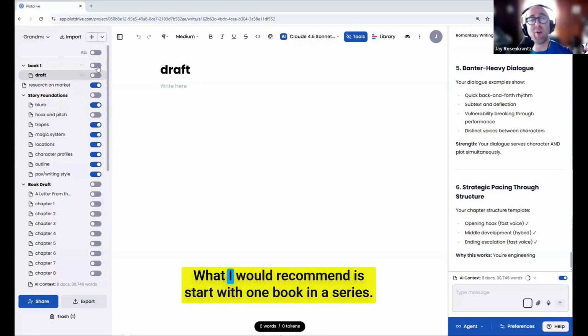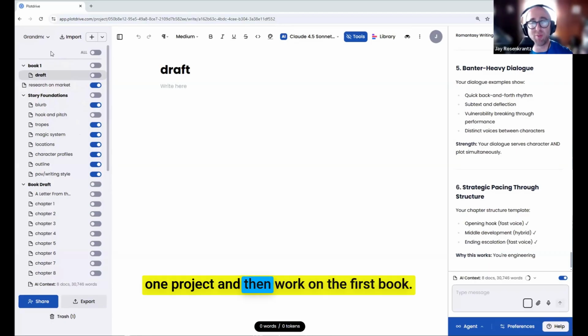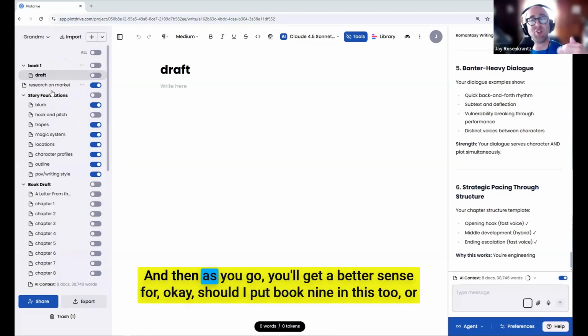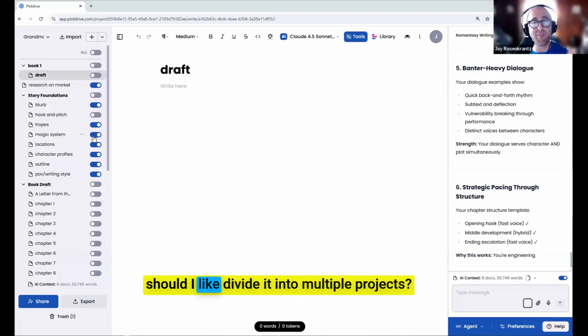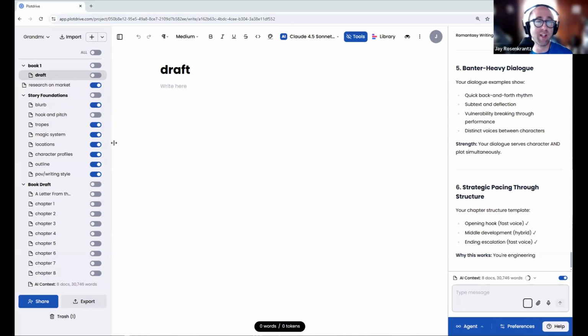The best way, what I would recommend, is start with one book in a series. If that book was, let's say you're on book eight, just bring in the previous books to one project and then work on the first book. As you go, you'll get a better sense for whether you should put book nine in this too, or divide it into multiple projects. And if you get there and you have questions, feel free to email us and message us and we can help you with your workflow.